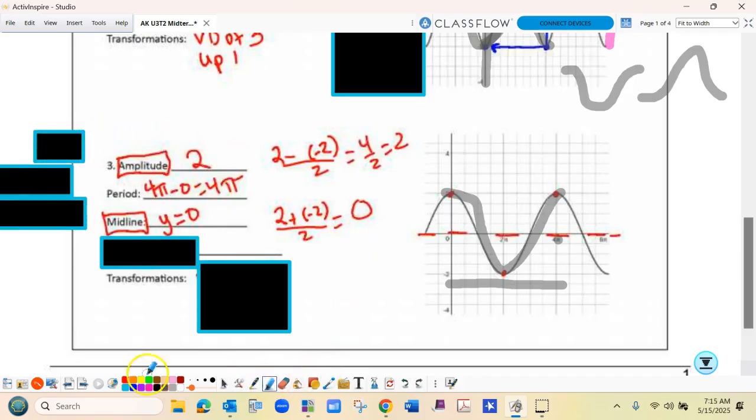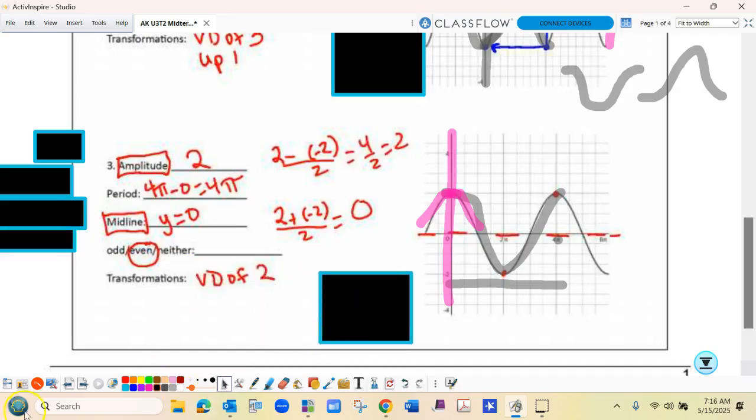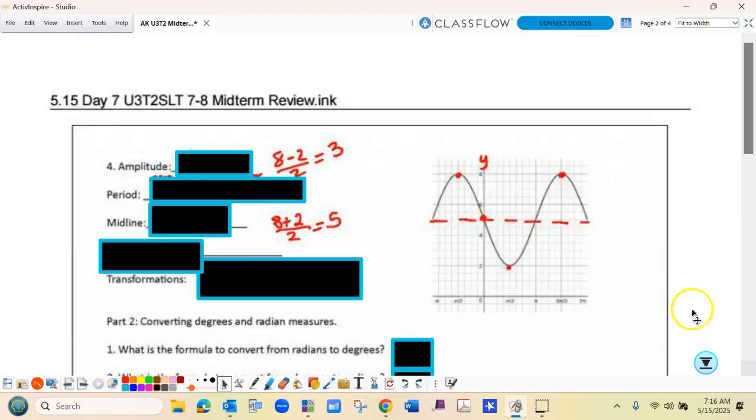Cosine curves are generally even. If I look at this cosine curve, this part here over the y-axis, I can see the mirror shape. This is even. Transformations. There is no translation up or down. There is a stretch of vertical dilation of 2. That is the only transformation. Second page, same thing.